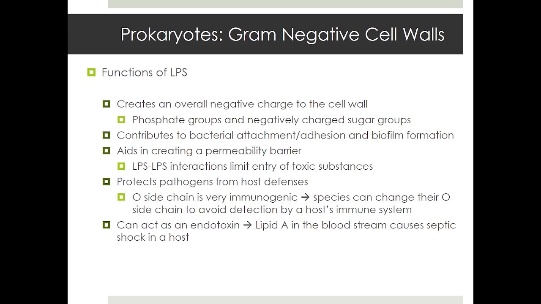So, for example, if a bacterium infects a host and the host starts up an immune response against a specific component of the O side chain, and the bacterium is getting slaughtered by the immune system of the host, all it has to do is chop it off, put something else on there, and all of a sudden the immune system doesn't recognize it anymore. So it's very adaptive in terms of immunogenicity and pathogenicity in hosts.